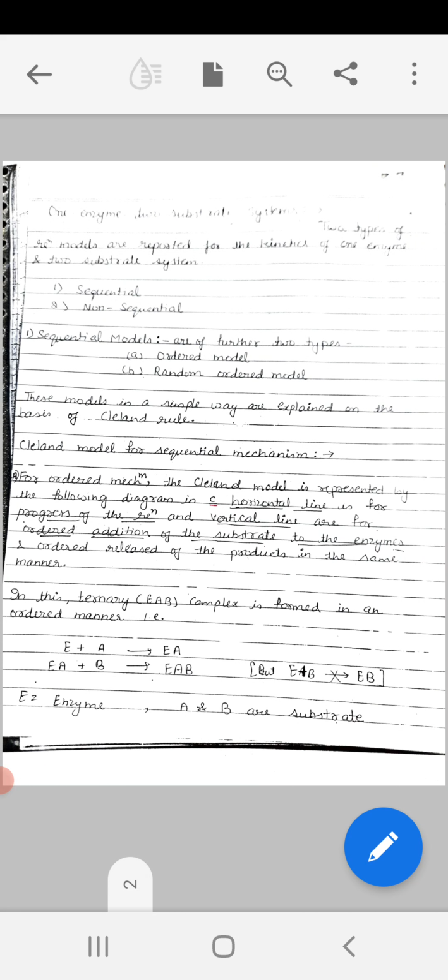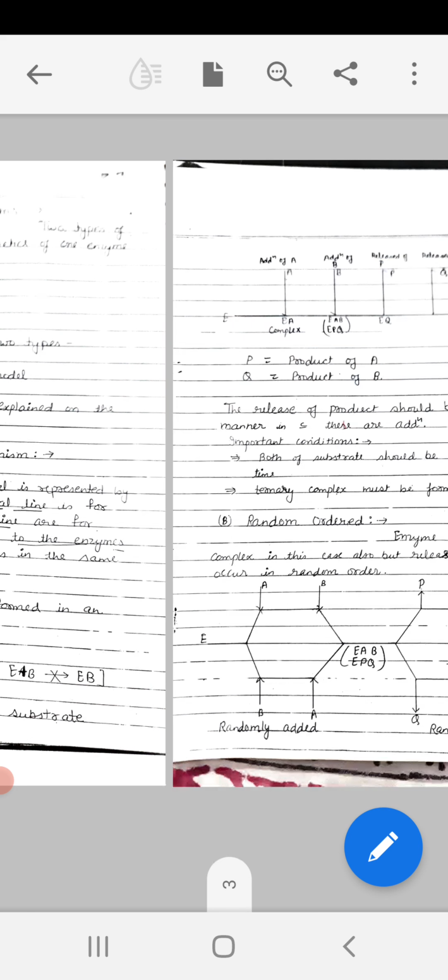In this ternary EAB, the complex is formed in an ordered manner. The first reaction is E reacts with A and forms EA. This is a complex. In the second step, EA collides with substrate B to form EAB. E is the enzyme; A and B are substrates.